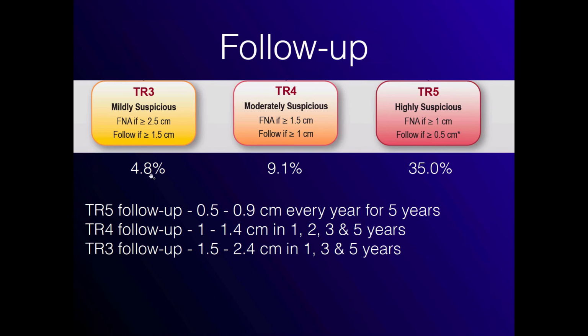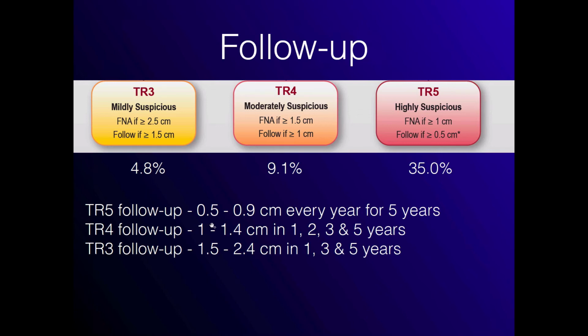Now, these are after the ACR TI-RADS was published. One of the committee members, Bill Middleton, applied it to an old database he had with the SRU, and he worked out the malignancy rate for each of these categories. So TI-RADS 5 is 35%. What we're calling moderately suspicious is really less than 10%, and then mildly suspicious is less than 5%.